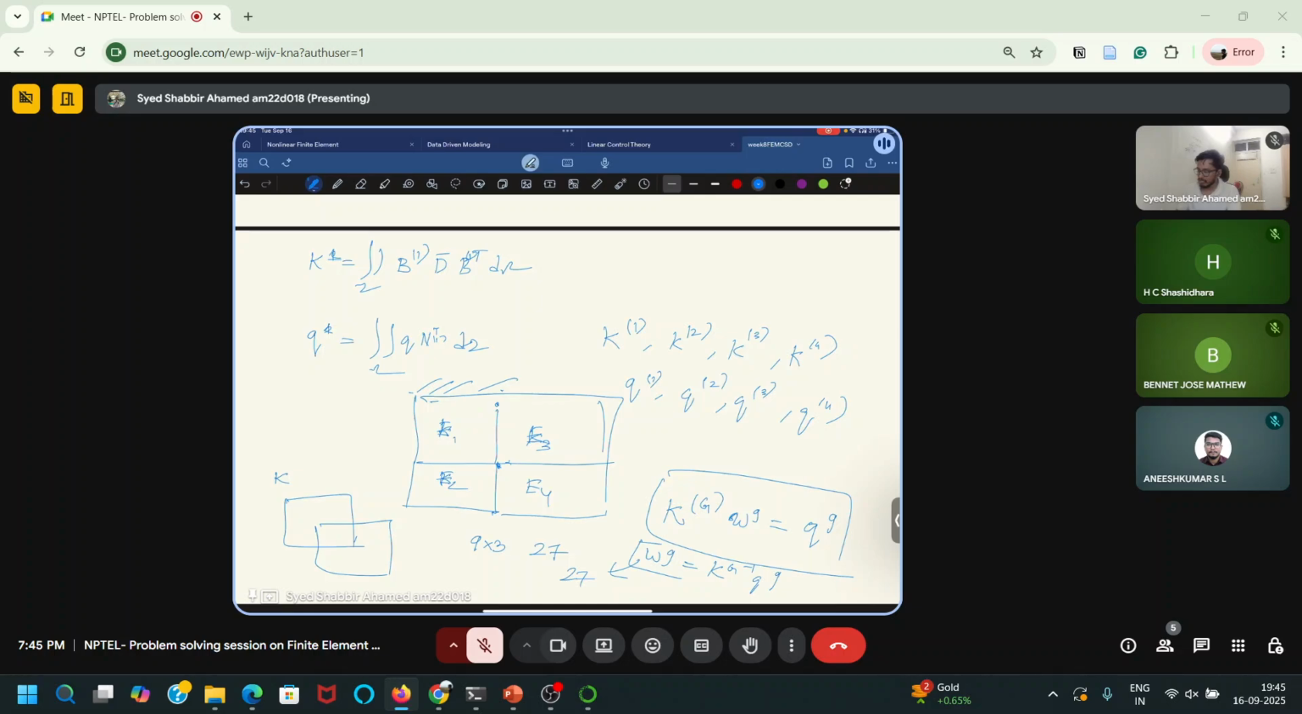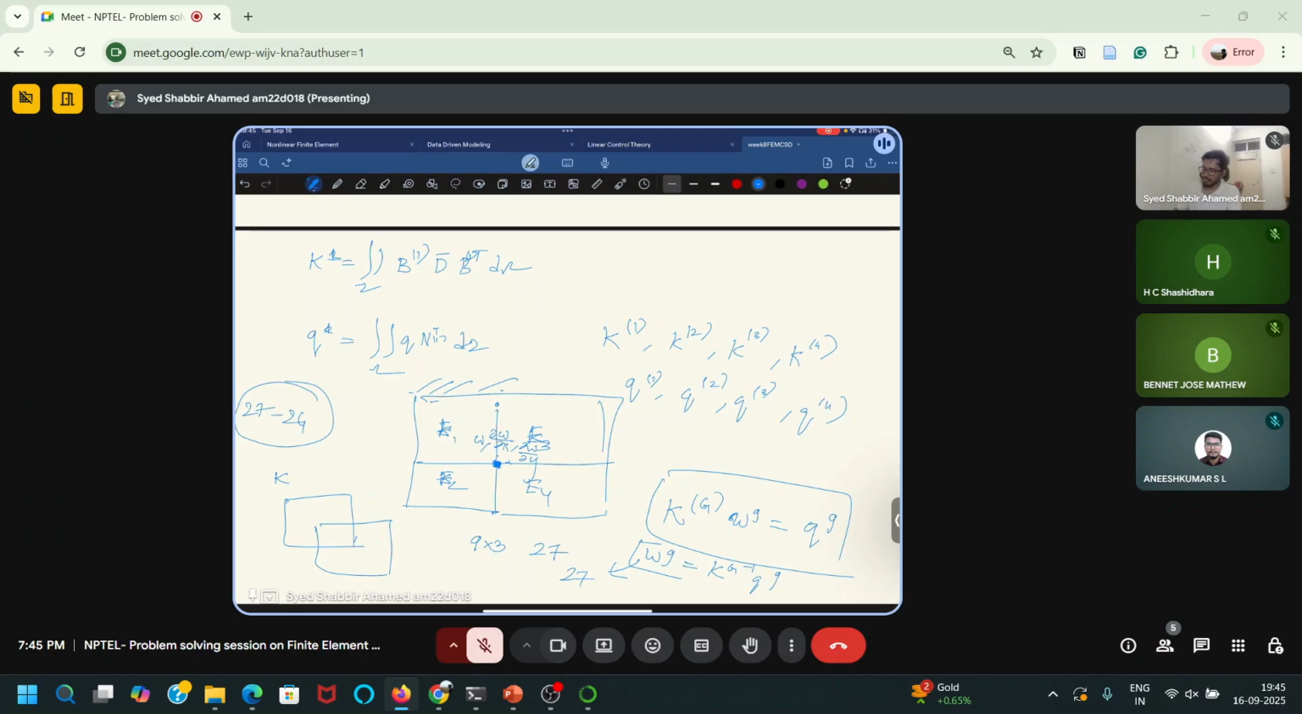1, 2, 3, 4, 5, 1, 2, 3, 4, 5, 6, 7, 8. So 8 nodes are fixed. So 24. So 27 minus 24. I can eliminate how many? 24 degrees of freedom I can eliminate. I just have to find out only 3 deformations, which are the W at center, slope at center with respect to X, and slope at center with respect to Y.